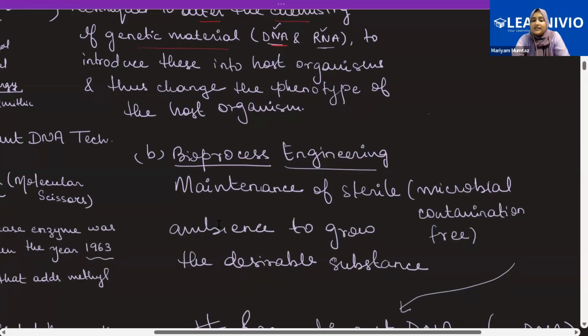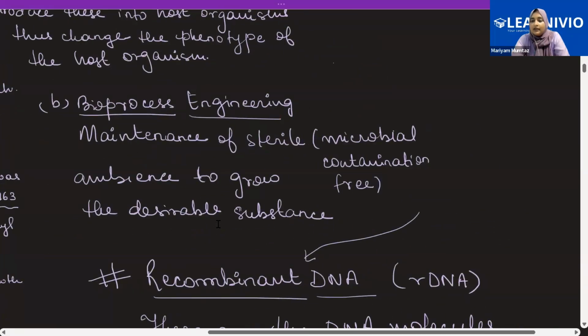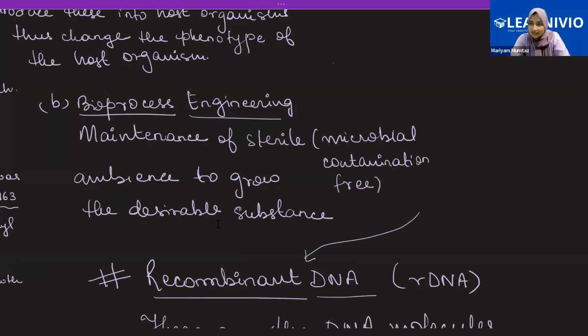Second is bioprocess engineering. While you're doing all of this, obviously you're working with life, isn't it? So when you're working with life, naturally you have to maintain a sterile condition. What is a sterile condition? A sterile condition is one which is contamination free, free from any contamination. No germs, no fungus, no contamination from the outside must come. Then only whatever you're trying to grow would grow flawless. Is it clear, students?